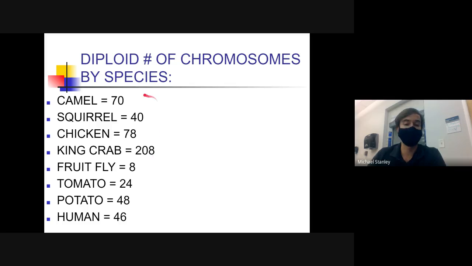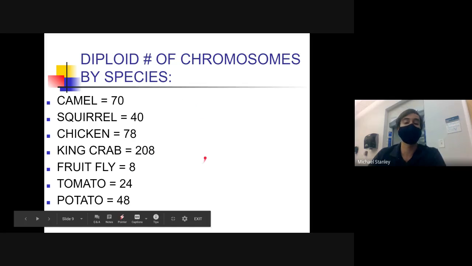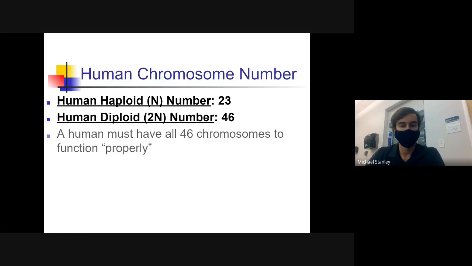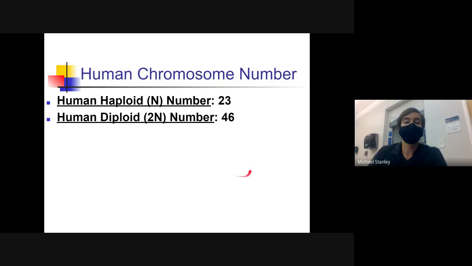Humans fall kind of right in the middle of our spectrum here. We have 46 total chromosomes in our cells. So 46 total chromosomes because we have 23 different pairs of chromosomes. You inherit 23 chromosomes from your mom, and you inherit 23 chromosomes from your dad, put them together, and we have 46 total chromosomes.